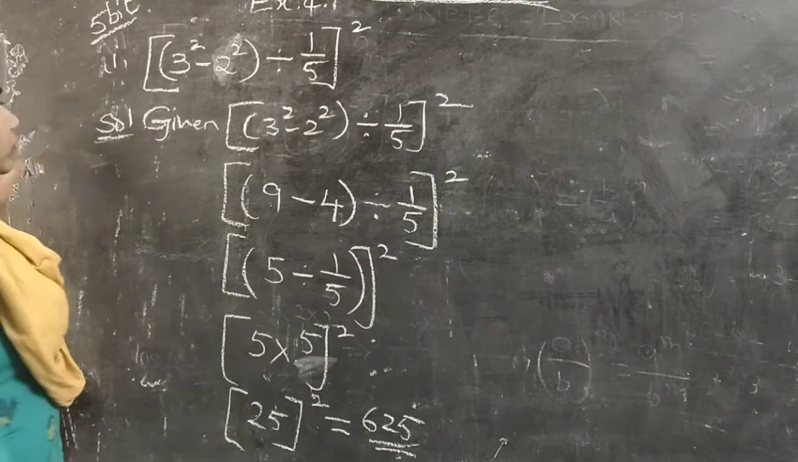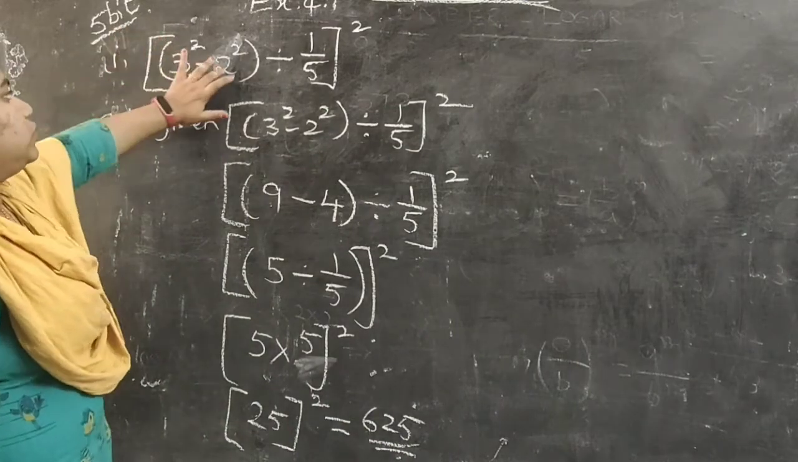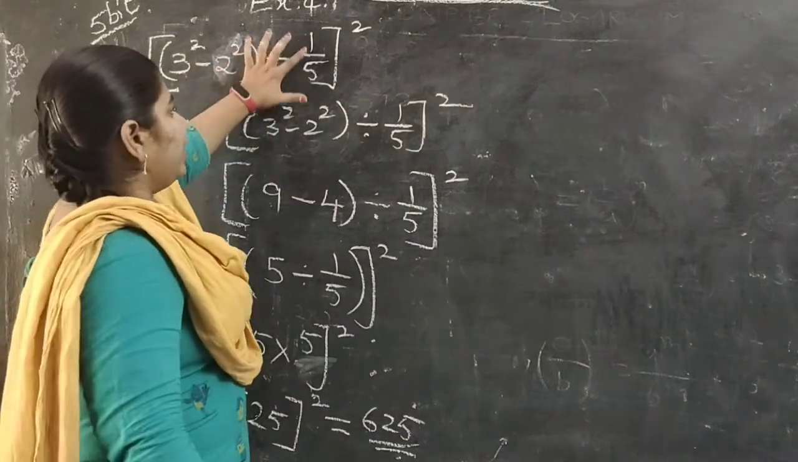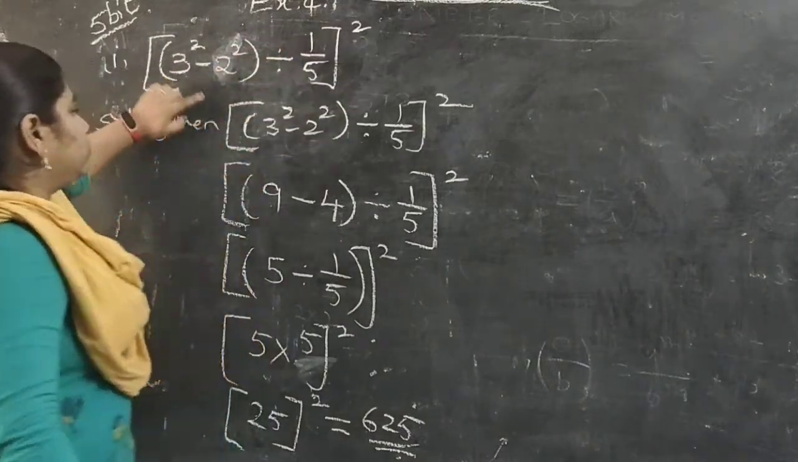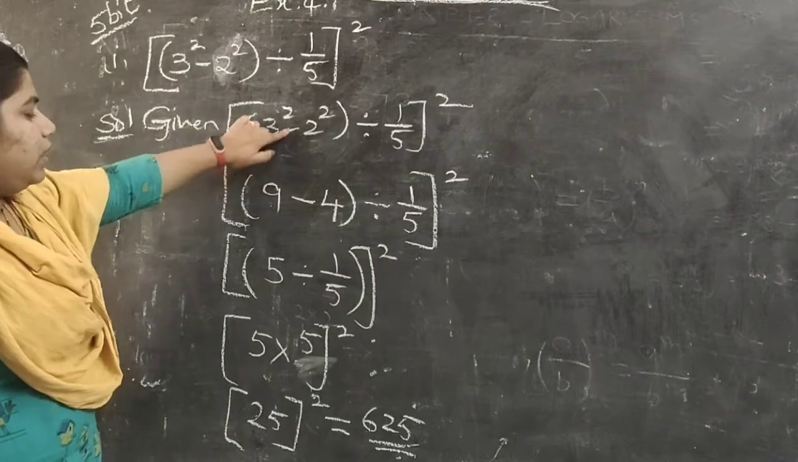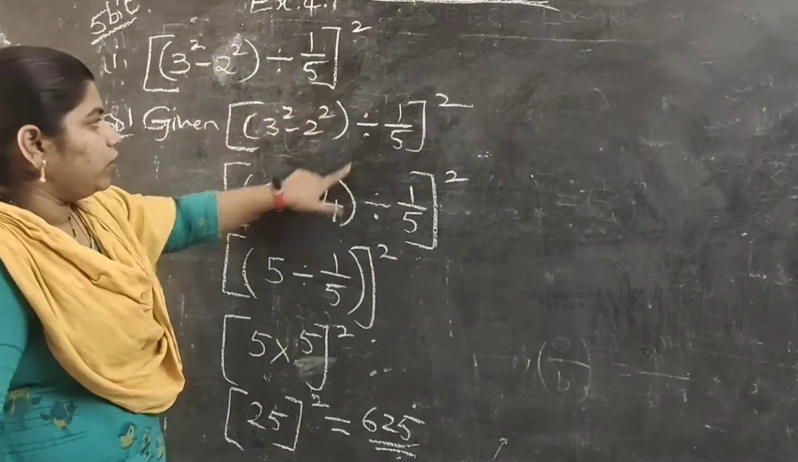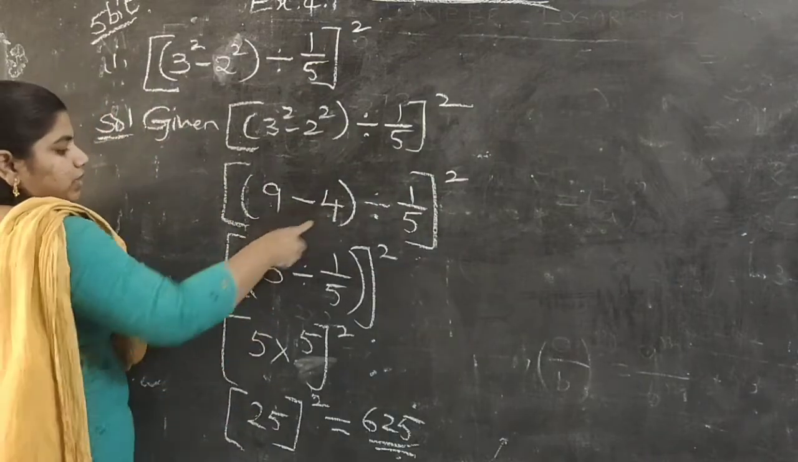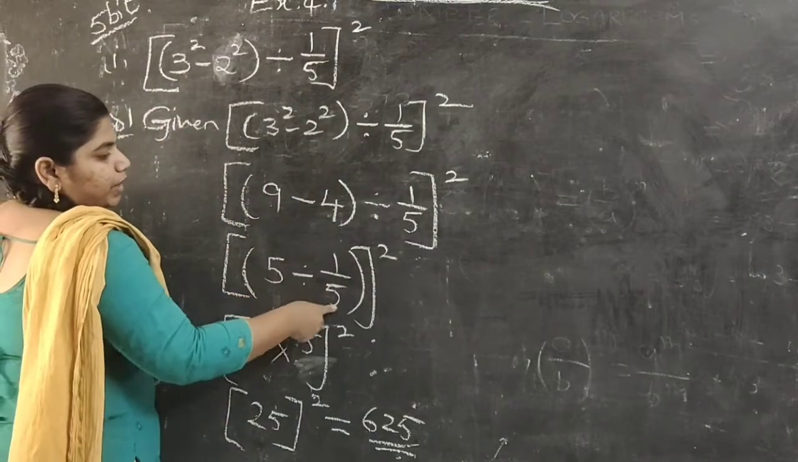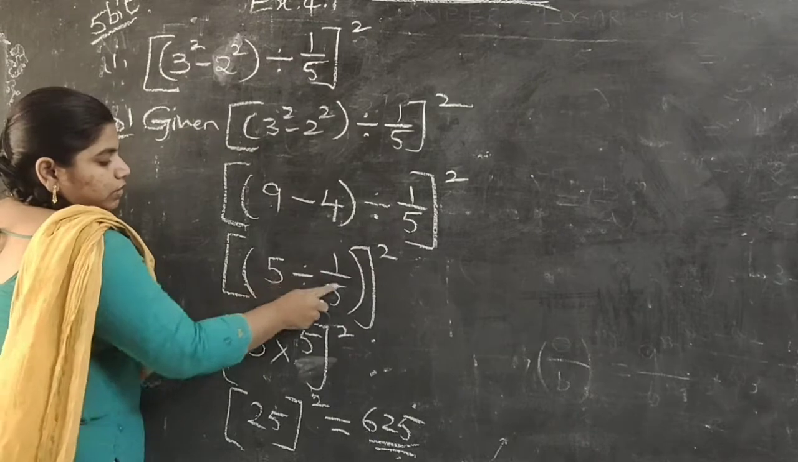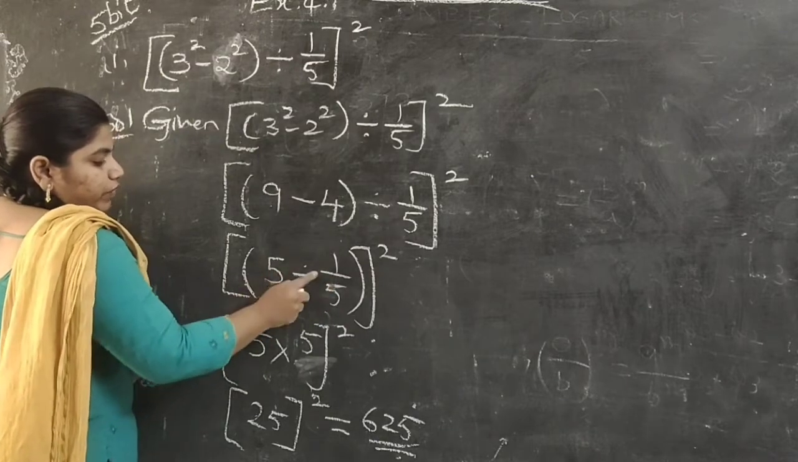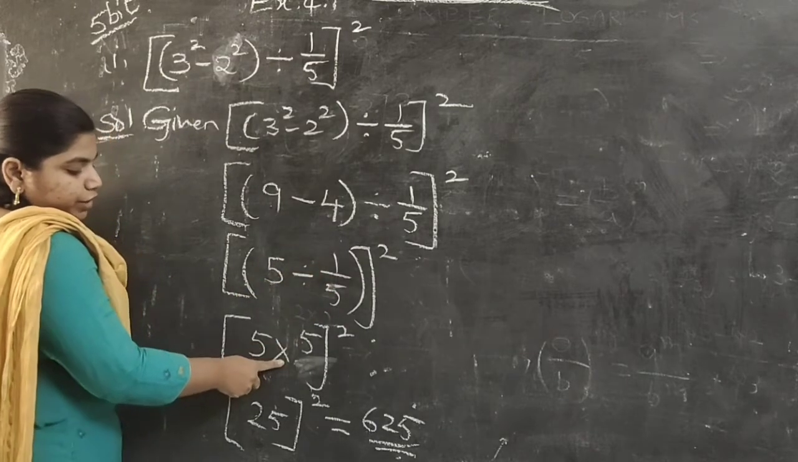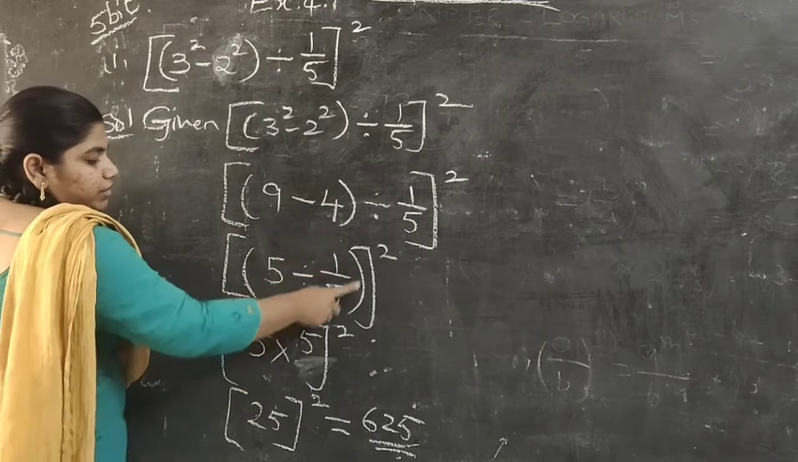So what is the final answer? 625. So 3 square minus 2 square divided by 1 by 5 whole square. So 3 square is nothing but 9 minus 2 square is 4 divided by 1 by 5 whole square. So 9 minus 4 is 5 divided by 1 by 5 whole square. These two are in the form of division. So how to divide this? Division will be converted into multiplication. The second term will be reciprocal.